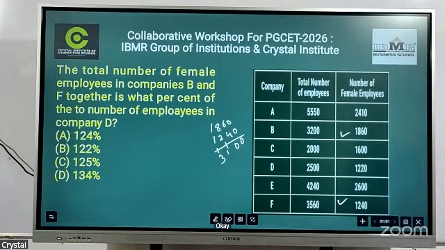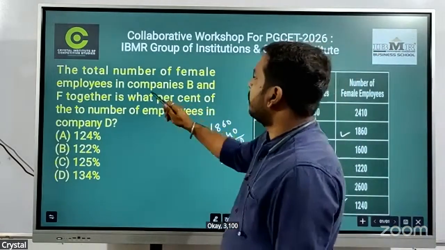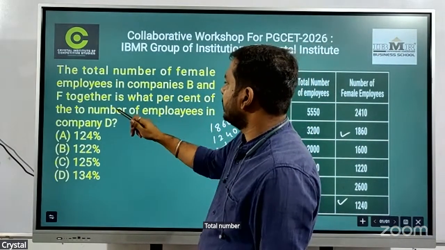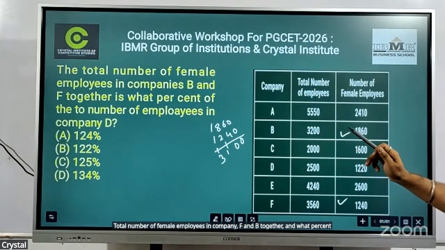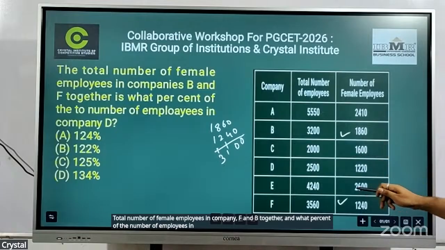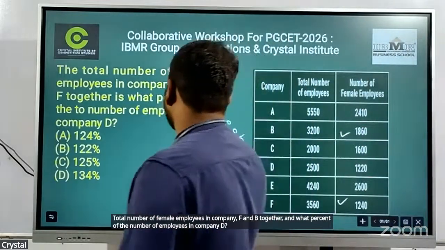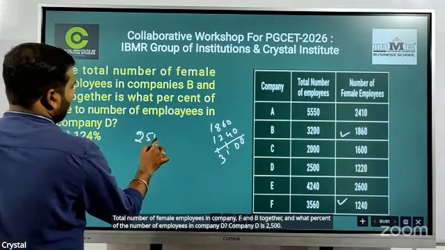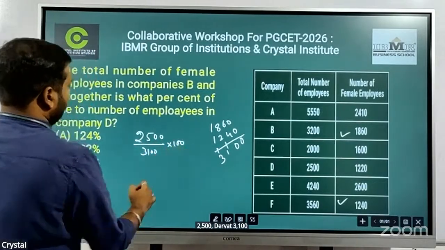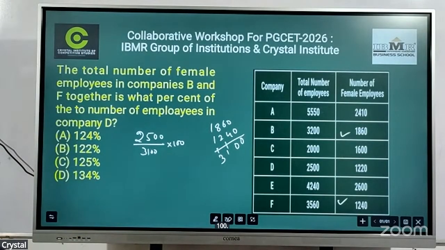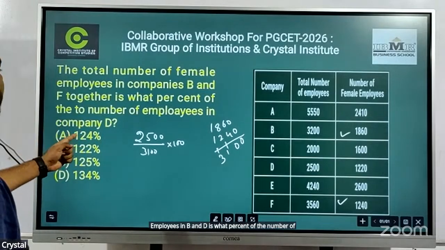Okay, 3100. Total number of female employees in company F and B together, and what percent of the number of employees in company D? Company D is 2500. 2500 divided by 3100 into 100. Employees in B and F is what percent of the number of employees in company D?